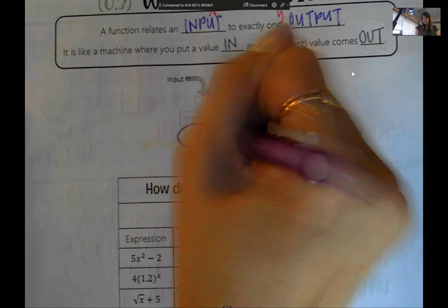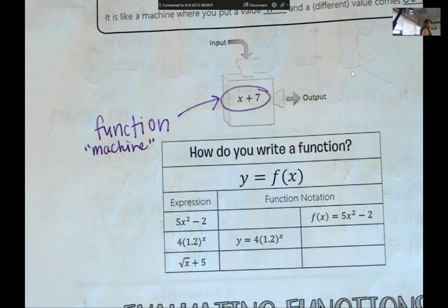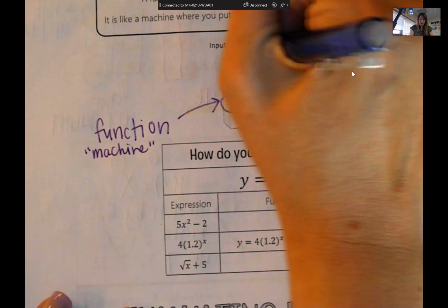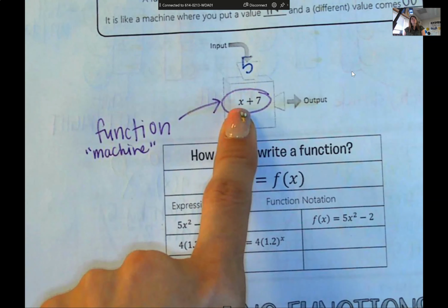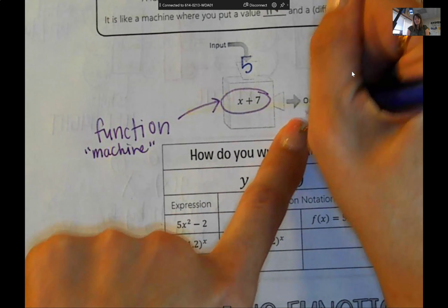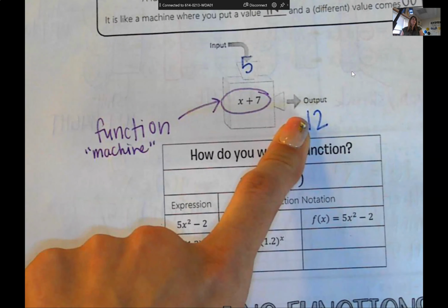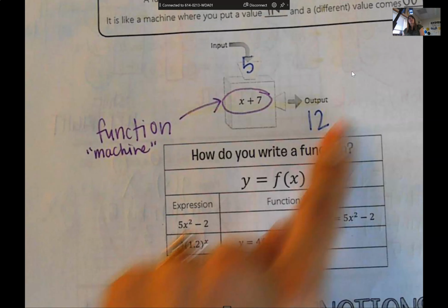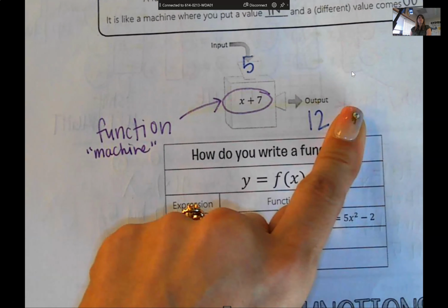And what this machine is going to do is take any number you put into it and add 7 to it. So if I decide that I want to put in a 5, then that 5 is going to go into the machine. It's going to have 7 added. So what's 5 plus 7? 12. And it's going to give me that as the output. So if the input is 5, the function adds 7 to it, and then gives me back out a 12.